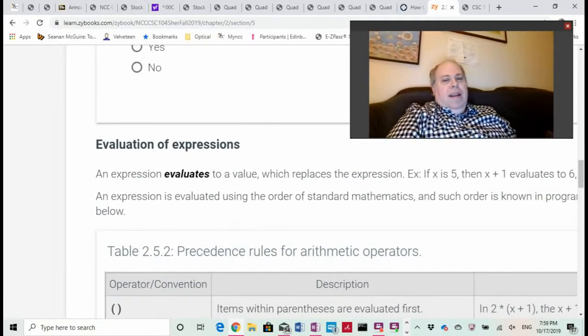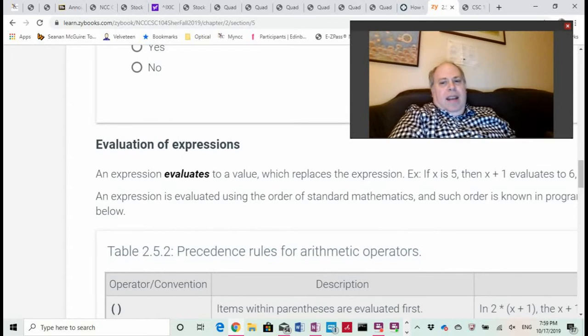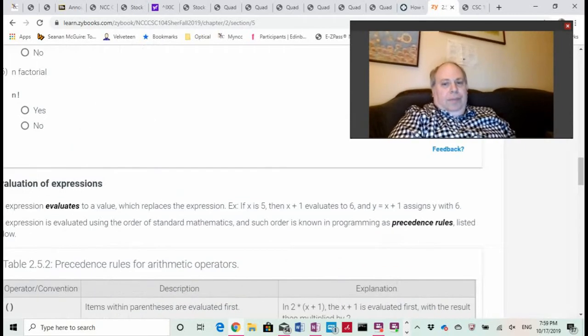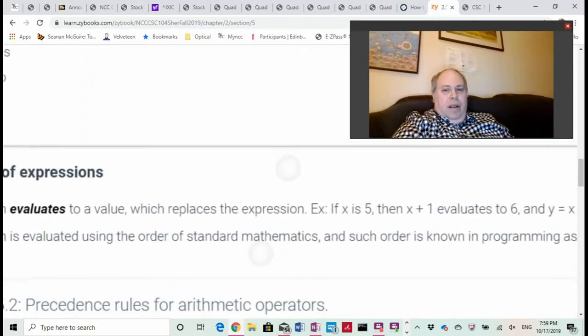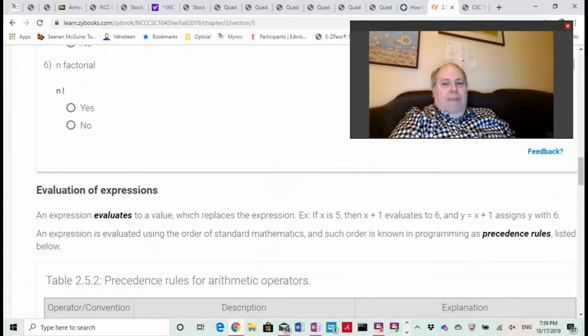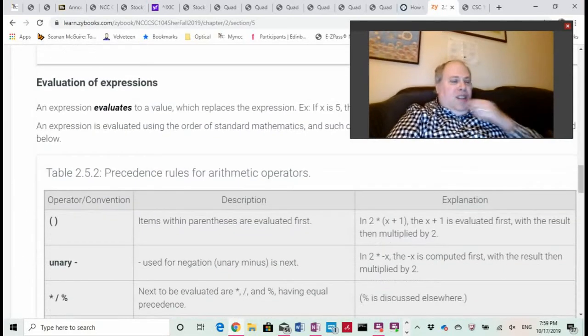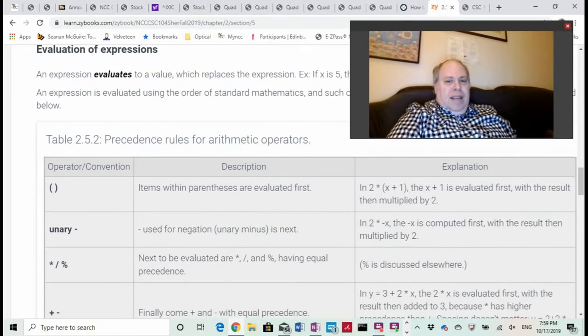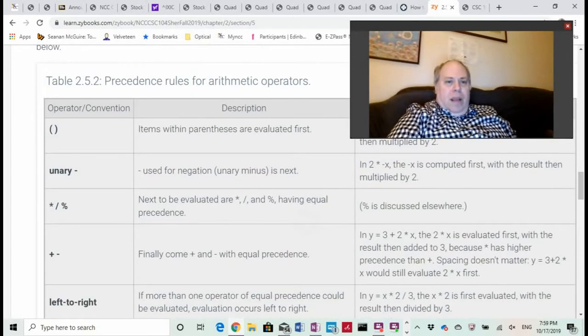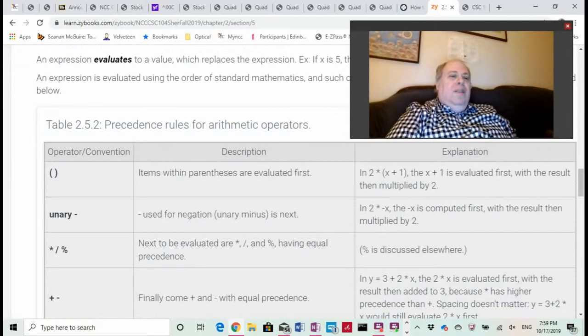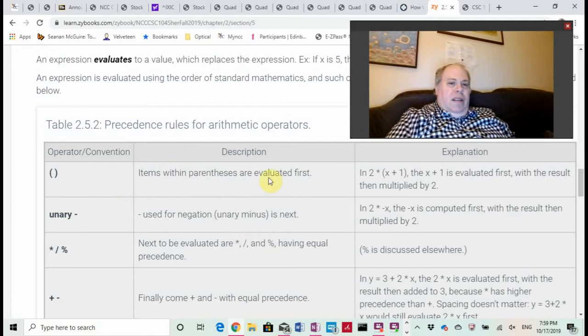Now evaluating means basically calculating what it does, like a calculator. Calculators run around evaluating. Now there's certain, just like PEMDAS, which we teach a lot in math class, basically there's a slightly fancier PEMDAS that computers use that are not quite the same as the math class PEMDAS. Okay? So the P, parentheses, are always evaluated first.